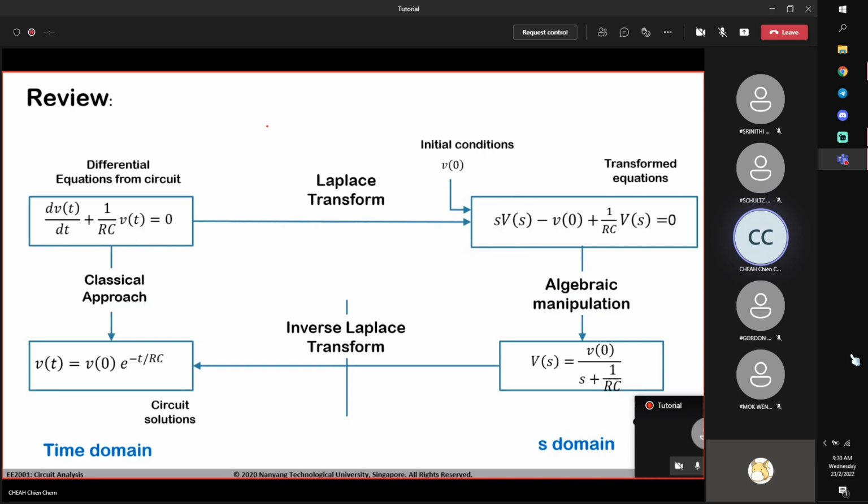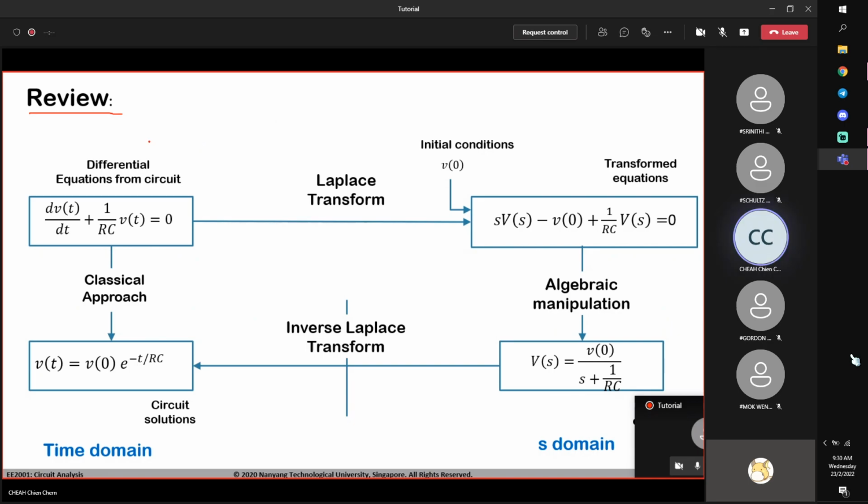Okay, morning class. Today we will continue on the topics of Laplace transformations. But the approach is slightly different from what we have discussed previously, in the sense that we will transform the circuits into Laplace domain directly without having to even write down the differential equation. Let us review what we have done so far.